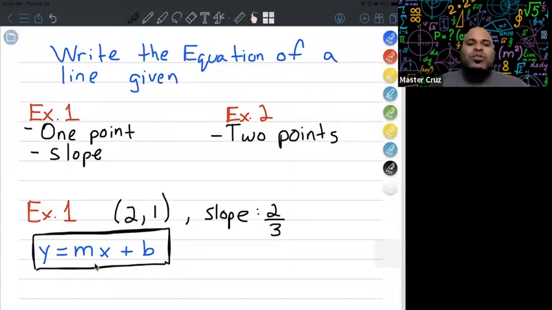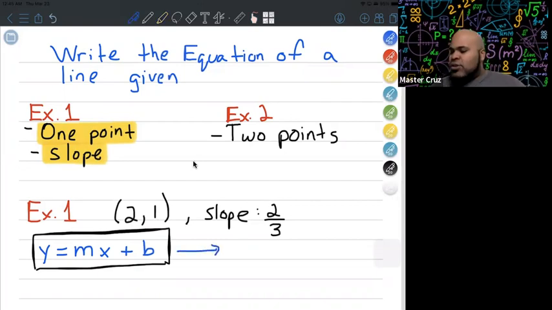So to write an equation of a line, any equation of a line, you need two things, always. You need a point and you need a slope. These are the two components to be able to write the equation of a line. So in example one, it's perfect because we have both. We have a point and we have a slope. So we can start writing the final answer, right?